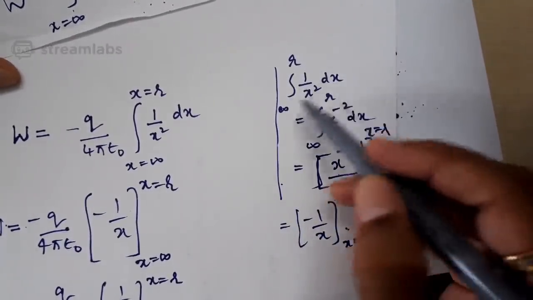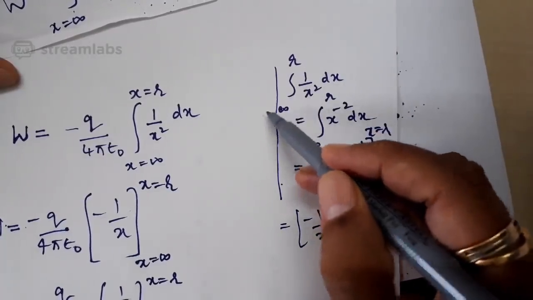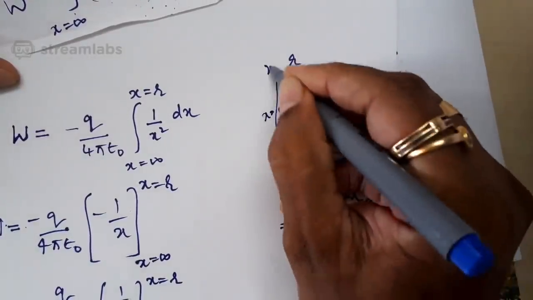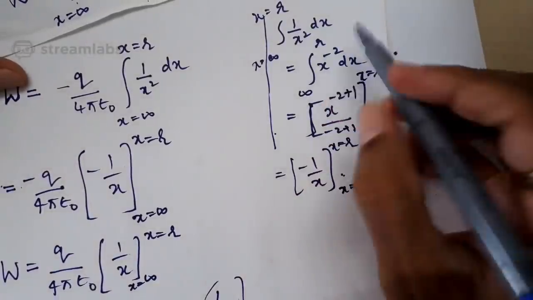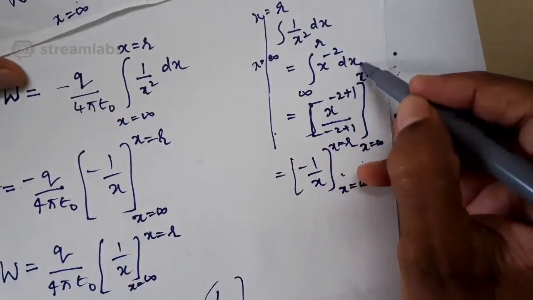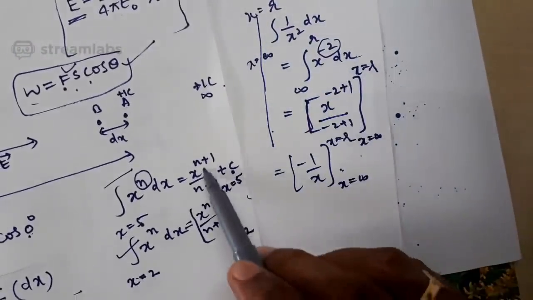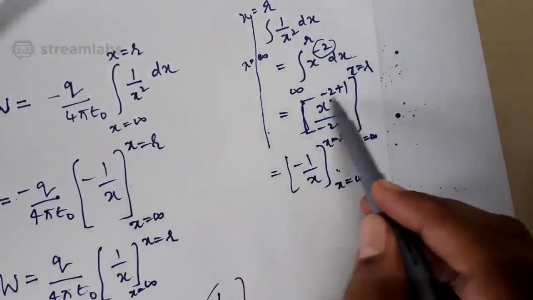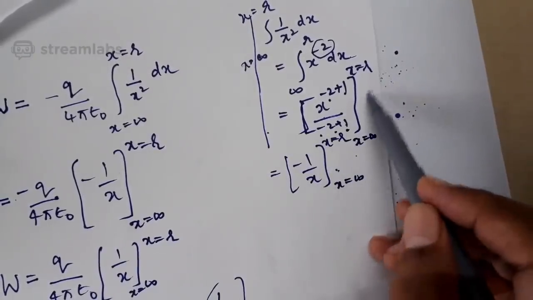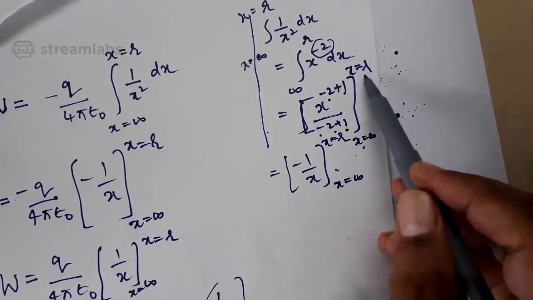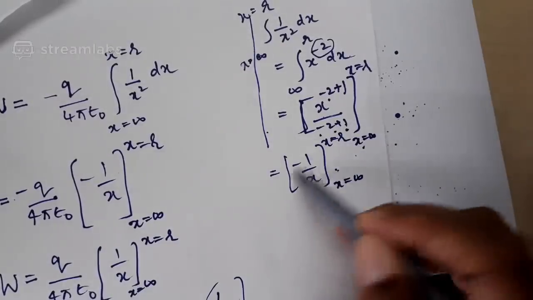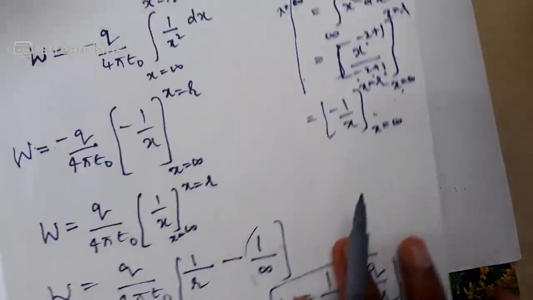Integration of 1 by x square dx within the limits infinity to r. These are the limit values for x, as I told you already. You should understand that. This 1 by x square can be taken as x to the power minus 2 dx, where n is minus 2. Using the general formula, n plus 1 by n plus 1: minus 2 plus 1 by minus 2 plus 1. There won't be c. Limit values for infinity to r. So this is minus 1 by x within the limits infinity to r.